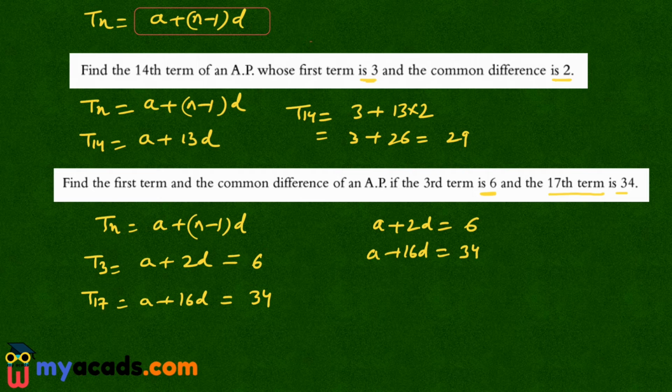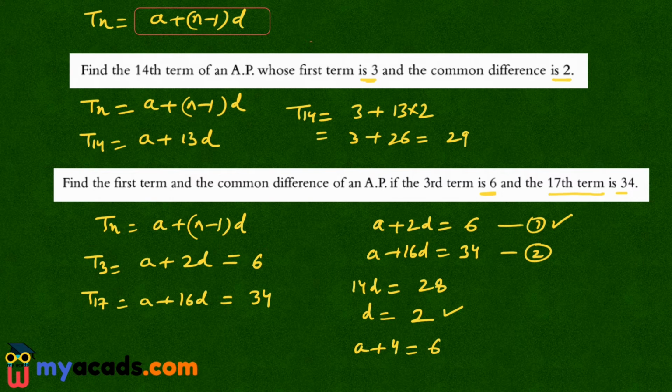Now I have to solve these equations. This is equation 1, this is equation 2. So I will subtract equation 1 from equation 2. So I will get 14d equals 28, or d equals 2. Now I will substitute this value of d in my equation 1. So I will get a plus 4 equals 6, or a equals 2.